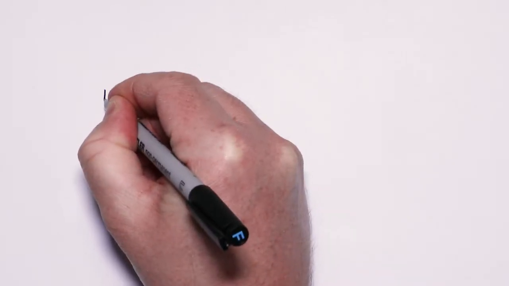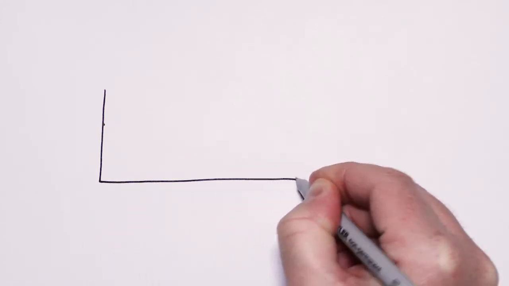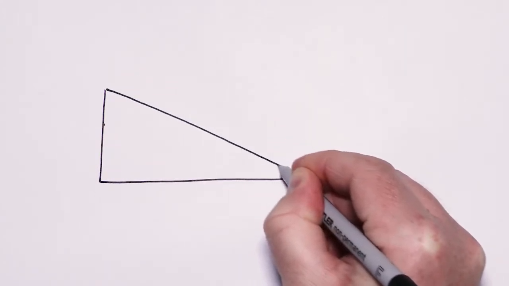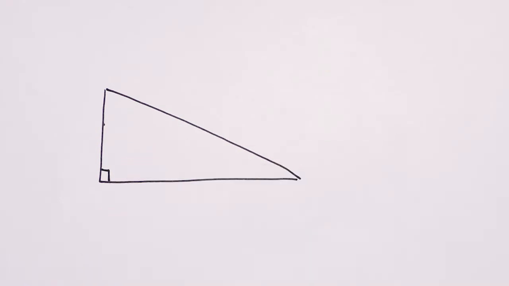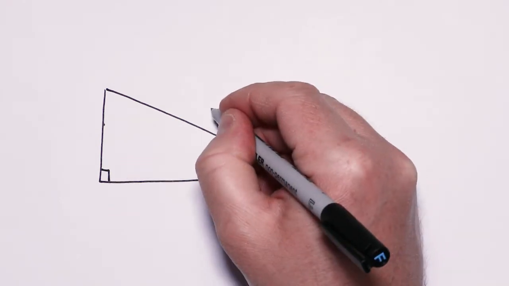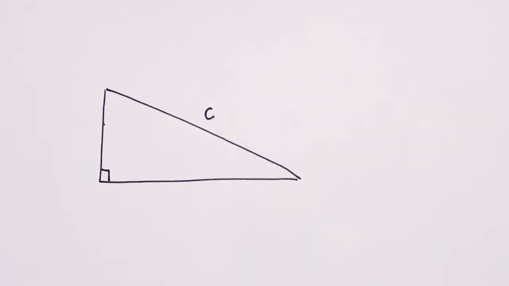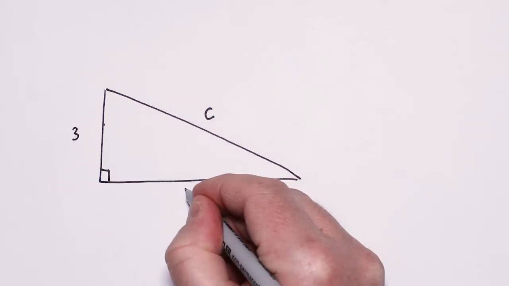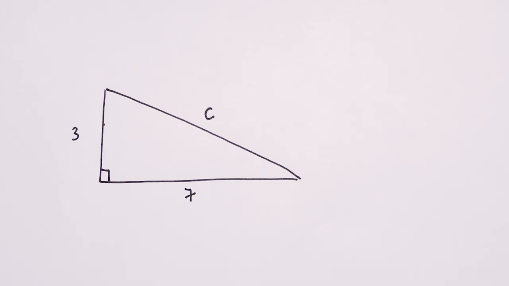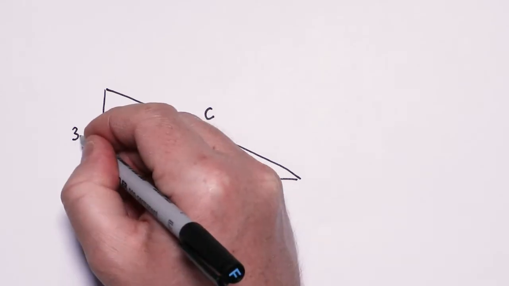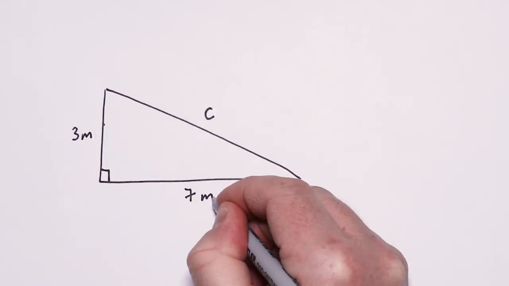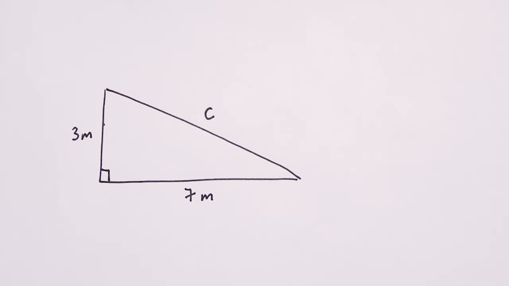So let's give an example. Here is a simple right-angled triangle. And here is the right angle. We know that the hypotenuse, the long side, is always C. And in this case, this triangle is 3 by 7. Now that could be 3 centimetres, 3 millimetres, 3 metres, it doesn't matter for the maths. In this case, I'm going to make it 3 metres by 7 metres. The question now is, what is C?